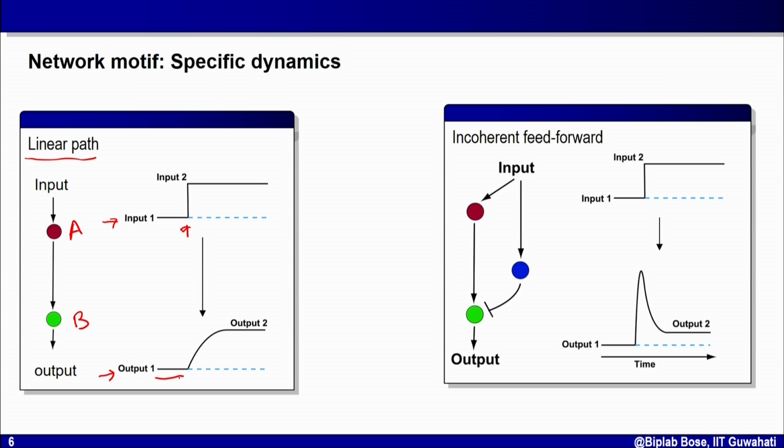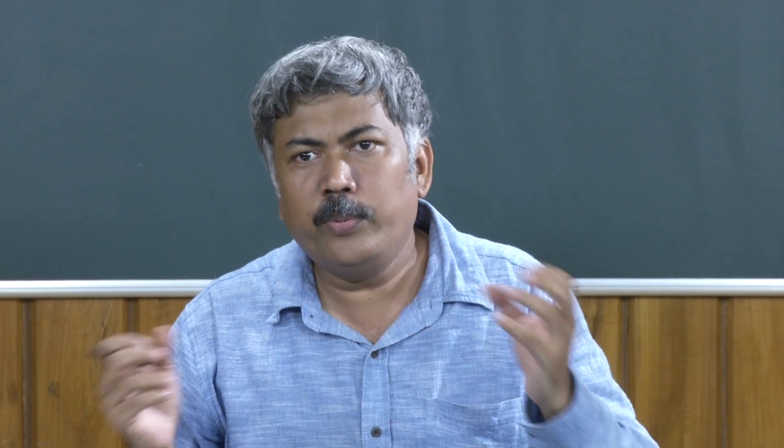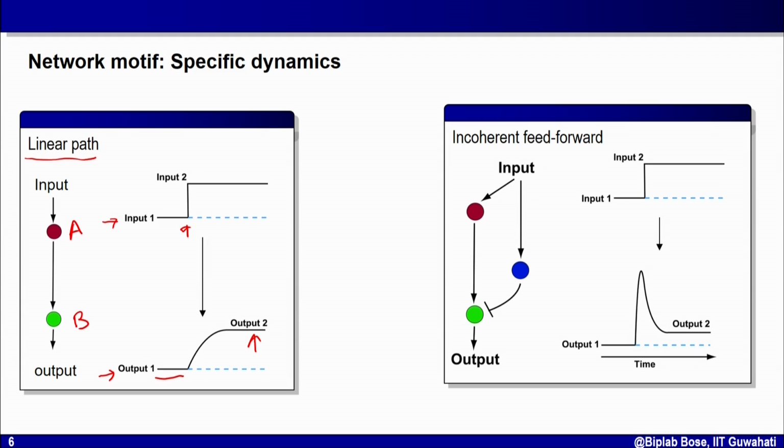So output was initially like this, but then output will increase. As the input increases, output also increases and stabilizes at a higher value. So that means input and output are matching, changing equally. Now what is this? This is the dynamics of a linear path. This is the dynamic characteristic of a linear path, A to B.